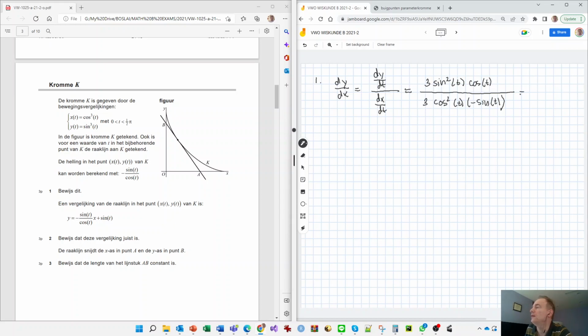And then a lot of stuff will drop. This will drop. I get a 1 here. These will drop. The 3's will drop. And I end up with sine t divided by cosine t.